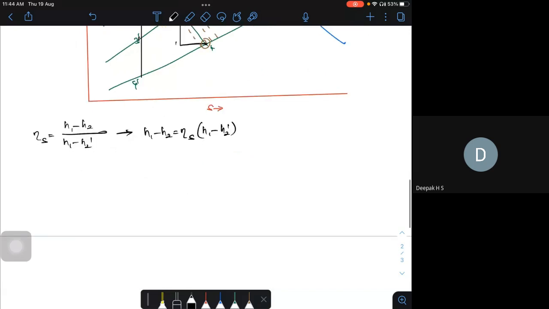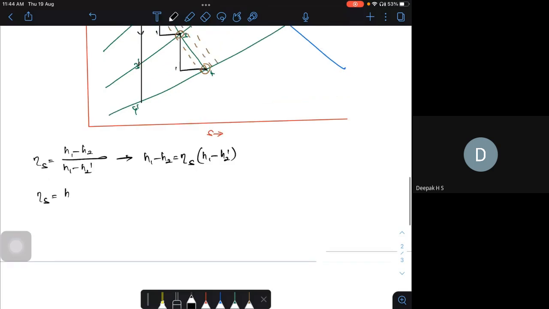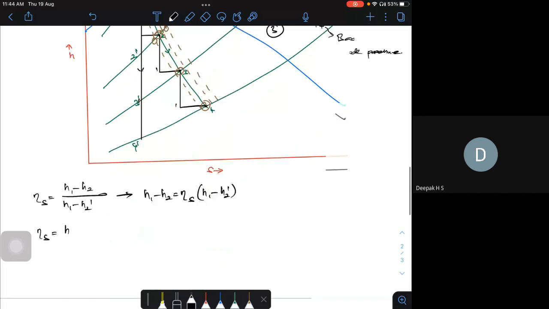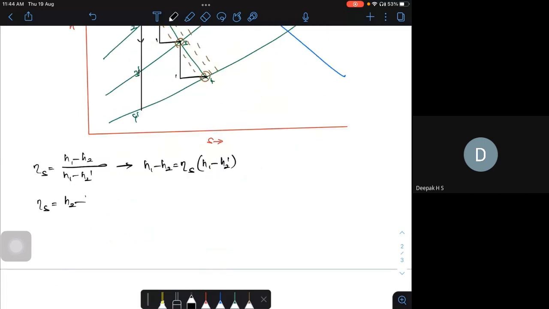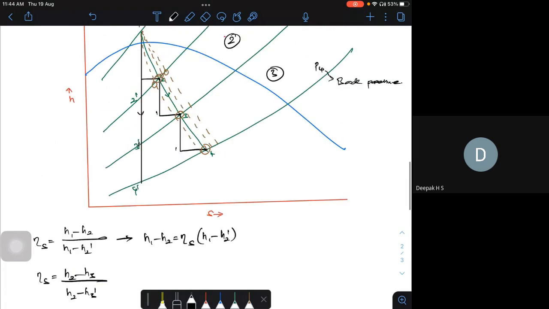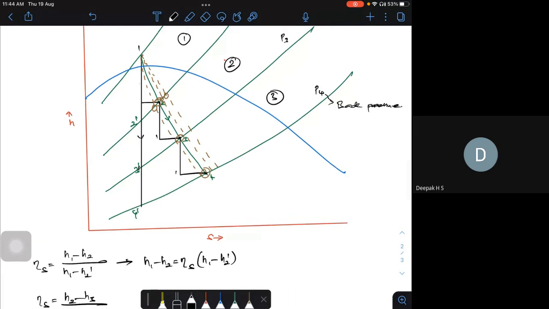Okay, similarly I can write for the stage efficiency. So I can call this H2 minus H3 divided by H2 minus H3 dash. I'm trying to show this reference, how the state point is open.